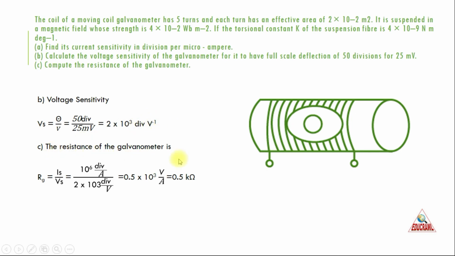Next, we have to find the resistance of the galvanometer, which is given by the formula Rg is equal to current sensitivity divided by voltage sensitivity. Current sensitivity, just now we have found the value as 10 power 6 division per ampere. Voltage sensitivity, we have found as 2 into 10 power 3 divisions per volt. So, dividing, we get the value as 0.5 into 10 power 3. So, 10 power 3 is kilo. So, the value is 0.5 kilo ohm. The resistance of the galvanometer is 0.5 kilo ohm.